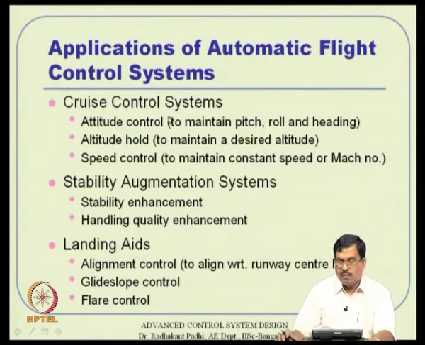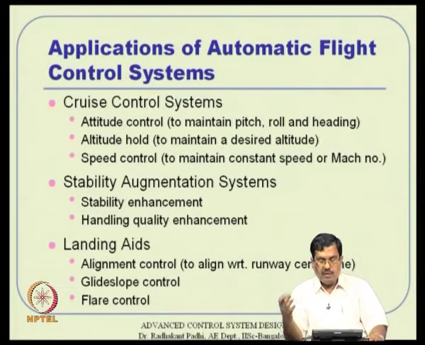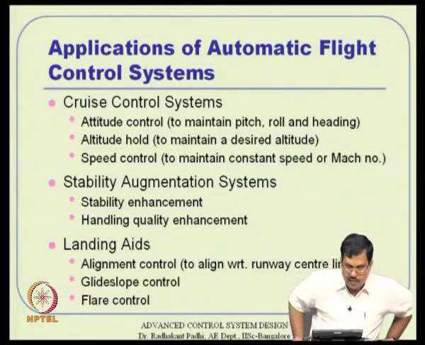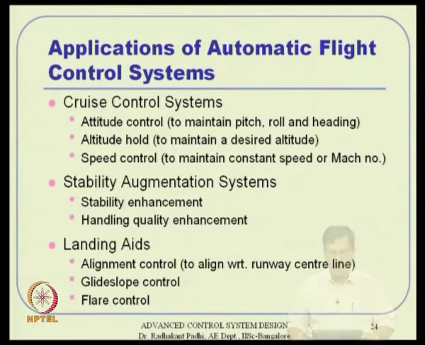Now, applications of automatic flight control system: how do we design this automatic system for the aircraft? There are a variety of things. The first thing that comes to mind is the cruise control system. That means, once the pilot takes the aircraft to a certain altitude and sets the direction, for a large duration it has to just continue flying like that. That is what is called cruise control, and it is the segment where the pilot needs to be really relaxed.